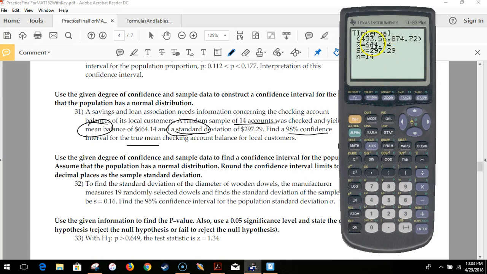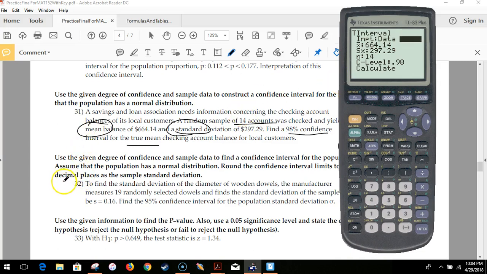And that's my confidence interval, 454-ish to 875-ish. If I had given you the 14 account balances and then said figure it out, when you went into here, you would have actually wanted to scoot this guy over to data, and you would want to put those 14 pieces in first.